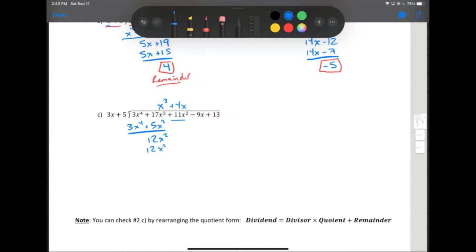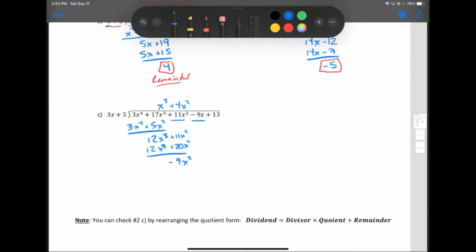Oh, I forgot. I need to bring down my... Oh, sorry, this should be cubed. It should all be cubed. And that should be squared. Now I bring down my 11x squared there. 4x squared times 5 is 20x squared. Subtract those. 11 minus 20 is negative 9x squared.